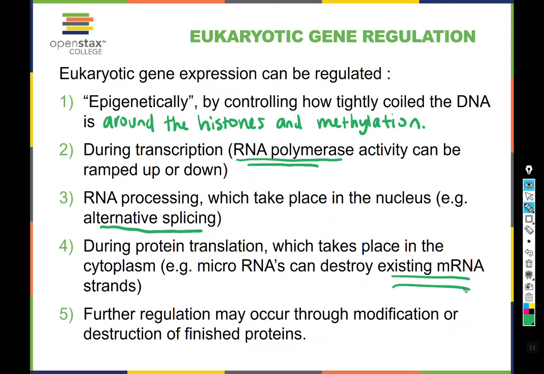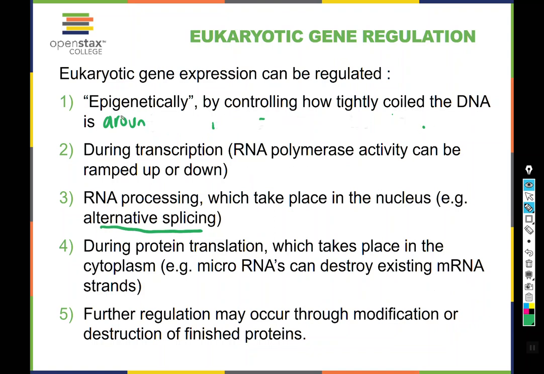And you can also do things to proteins after they are completed. It's called post-translational modification, to enable them, disable them, or change them. So there's a lot more variety in the way that this process can be regulated in eukaryotes. And that is the end of this chapter.